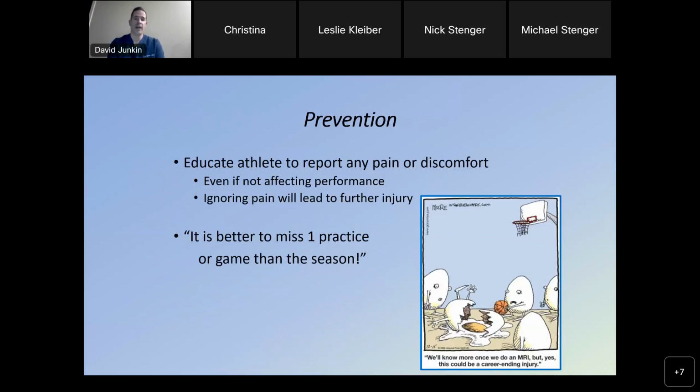So you've got to be mindful when they're looking like they're not performing to their max, or if they're showing any signs of limping or any grimacing that may be tipping us off to an injury. You have to stress to them it's better for them to miss one practice than it is to miss a game or even a season, as some of these injuries will continue to get worse.